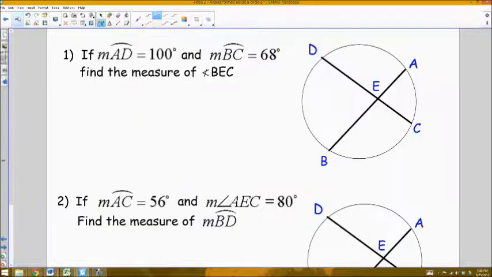So let's see a couple of examples of that. First, I tell you that the measure of arc AD is 100 degrees. Now, one thing I recommend when you're doing questions like this is to have either highlighters or colored pencils, because it can help you in highlighting what arcs you're talking about. So I'm going to highlight arc AD, and I'm going to label it 100 degrees. I also know that BC is 68 degrees.